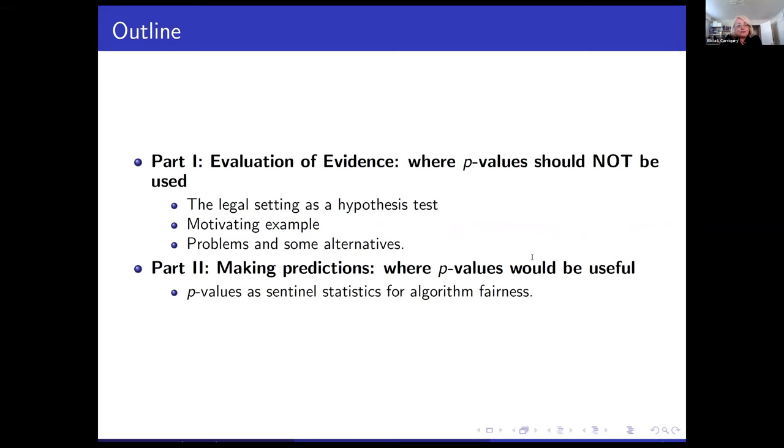So here's an outline for my talk. There are going to be two parts. In the first part, I'll talk about the evaluation of evidence, and this is where p-values should not be used. I'll talk a little bit about the legal setting as a hypothesis testing problem, present a motivating example, then go over some limitations and very briefly touch on alternatives. The second part has more to do with criminal justice, and this is where p-values might be useful and unfortunately are not used.